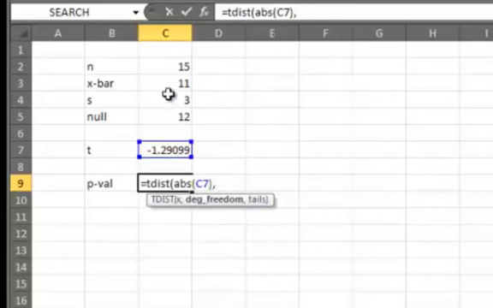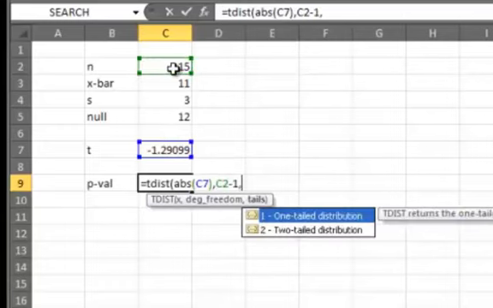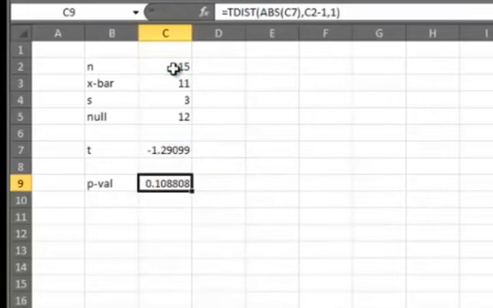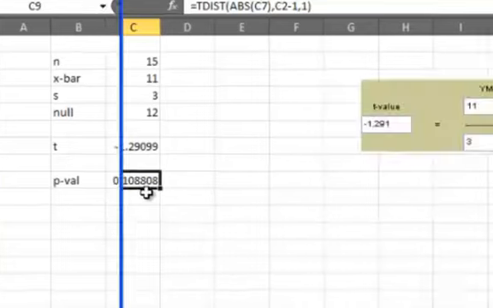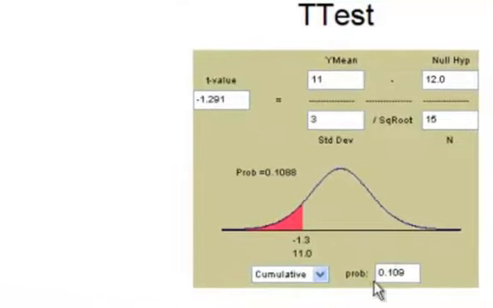My number of degrees of freedom is going to be n minus 1. And then do I want a one-tailed probability or two-tailed? In this case, it's a one-tailed test. So I'm going to put in a 1. I want one tail of this distribution. I hit enter. And I get a p-value of 0.1088. Same thing that I got from this applet here.